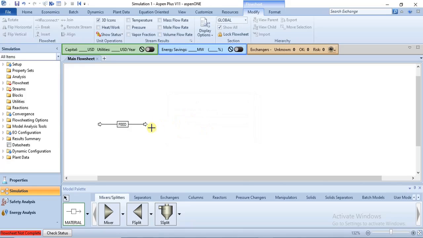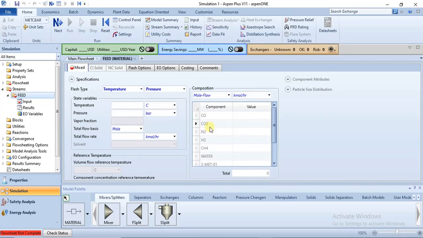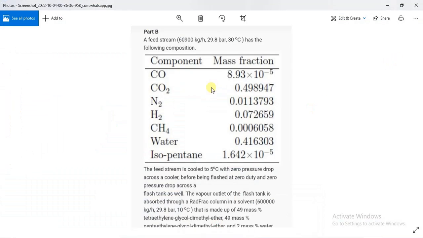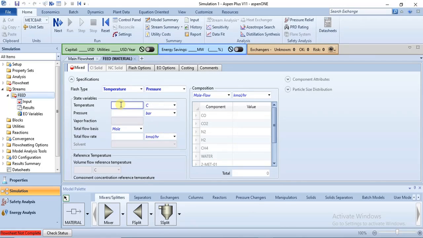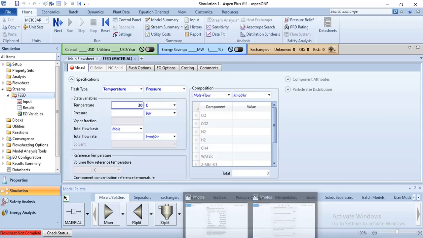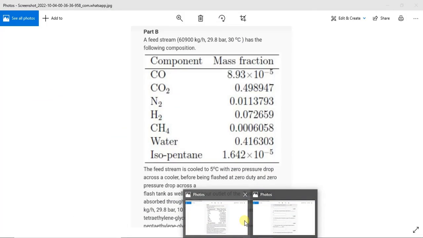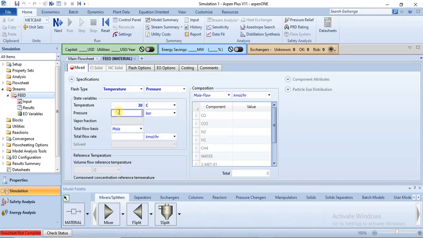So you can specify that. You can specify this feed stream. From the problem statement, we have the feed stream at 30 degrees Celsius and 29.8 bar.